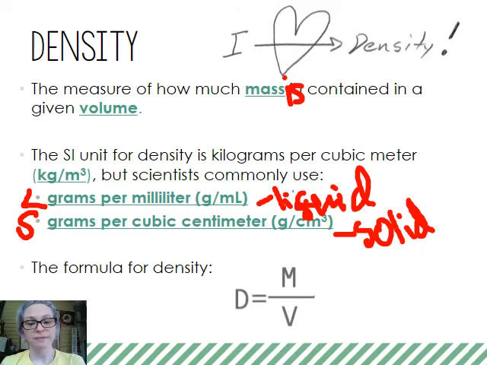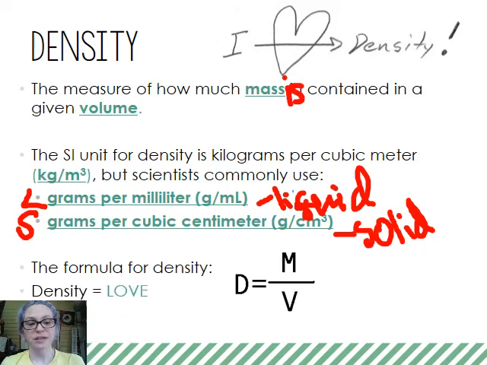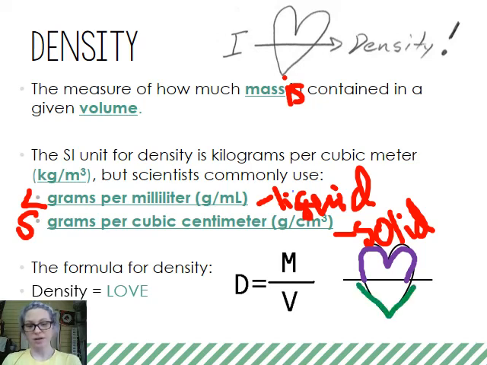Density has a formula, and it is mass divided by volume, D equals M over V. But I tell you to remember density equals love. And the reason being is if you draw a heart on your paper, go ahead and draw a heart, and then draw a line through that heart, you will see you have your M with the top part, and the V is the bottom part. So you have mass divided by volume when you draw a heart. So density equals love.